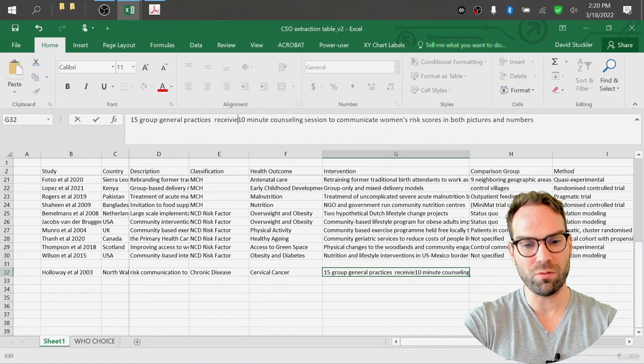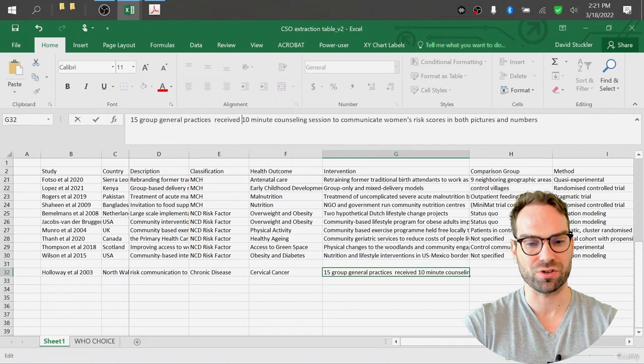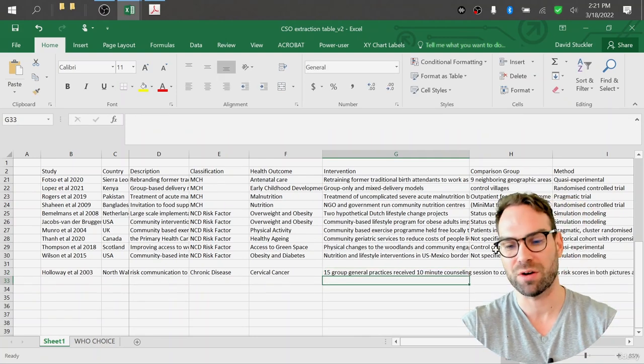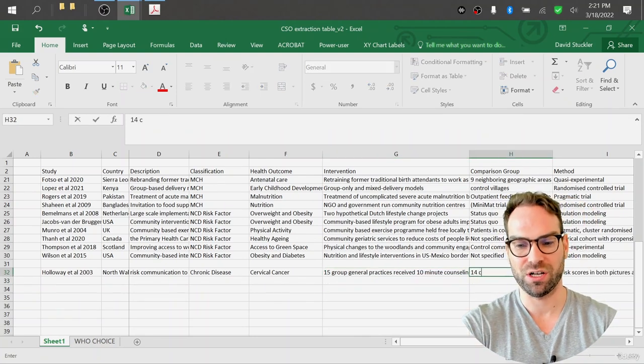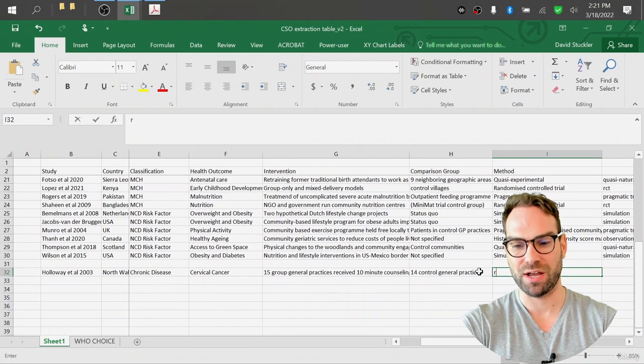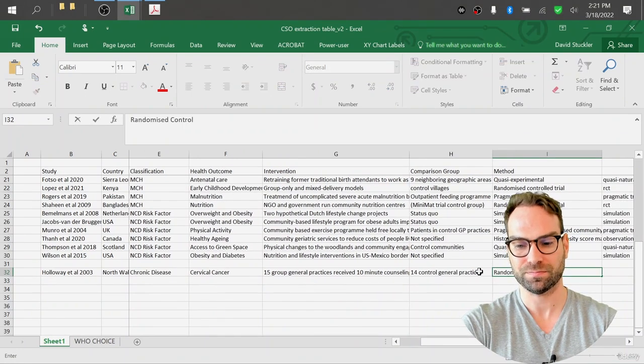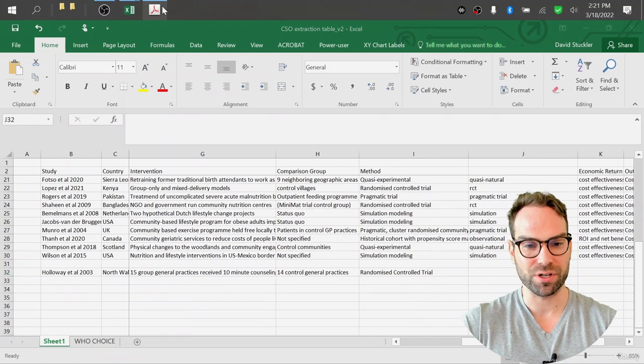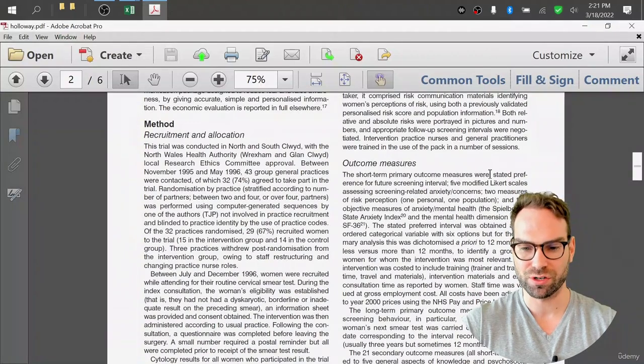Received. And you might want to break this out, especially for randomized controlled trials, to say what the intervention was and then how many groups were in the intervention, how many were in the control, and 14 control general practices. The method here was a randomized controlled trial. And you could recode that later. The outcome, let's go to the specific outcome. Here I'm looking at the measures. Stated preferences, so there's a few.